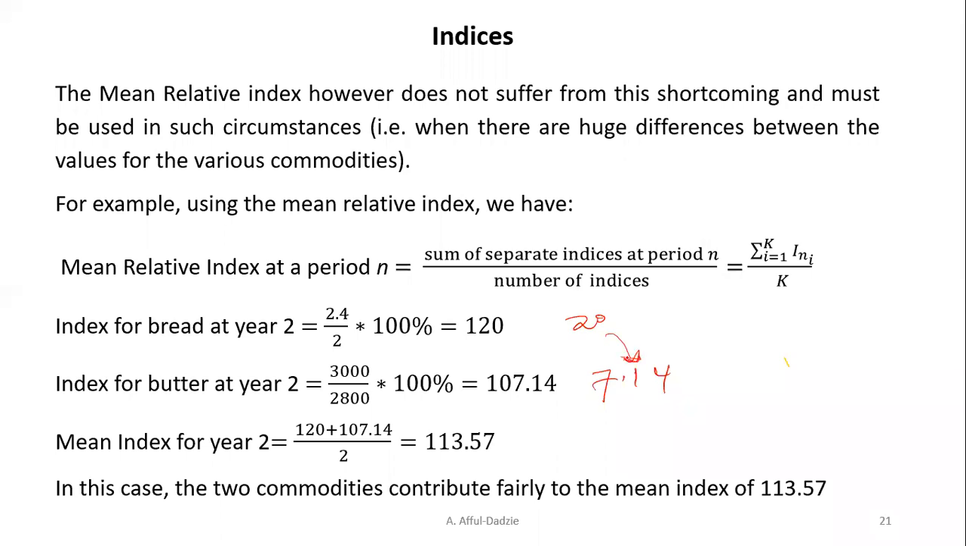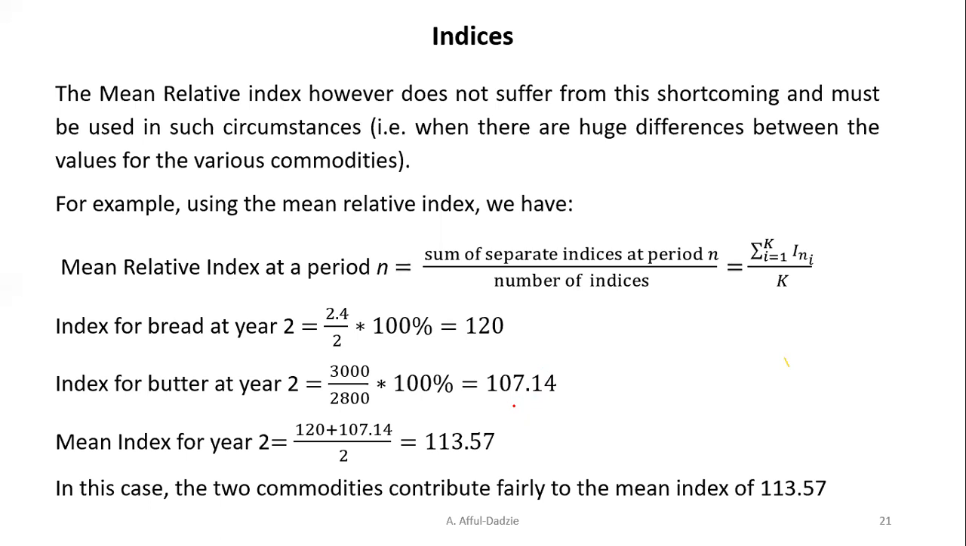So you would see that it could give certain deceptive information or analysis of the situation. Now, when we combine the two, everything comes to 113.57, which hides what is actually the truth on the ground, for lack of a better word, anyway.